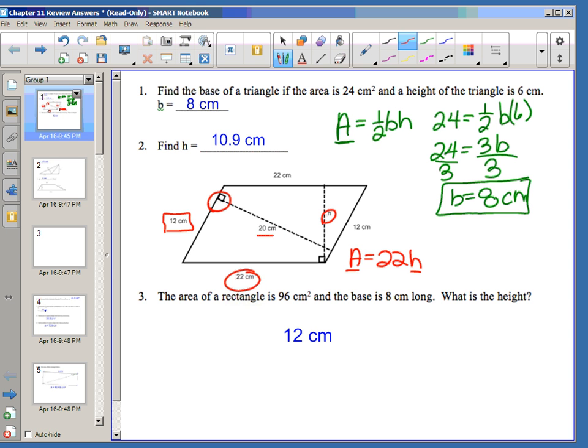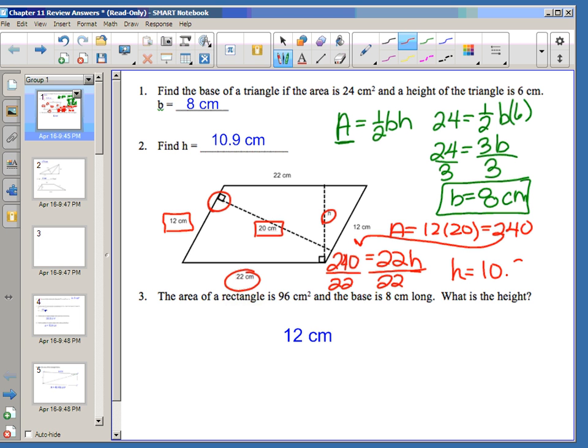So the base is 12 and that height then is 20. I can use that to find the area, which is 12 times 20, and we get 240. Now we can go down here and I can eliminate that second variable, which is A, because I know it's 240. And now I just have to solve for h by dividing by 22. My height is 10.9, and again, don't forget your labels. We're still working in centimeters. You can always check your answer by taking your calculator and going, is 22 times 10.9 240? Because that was the area I got.